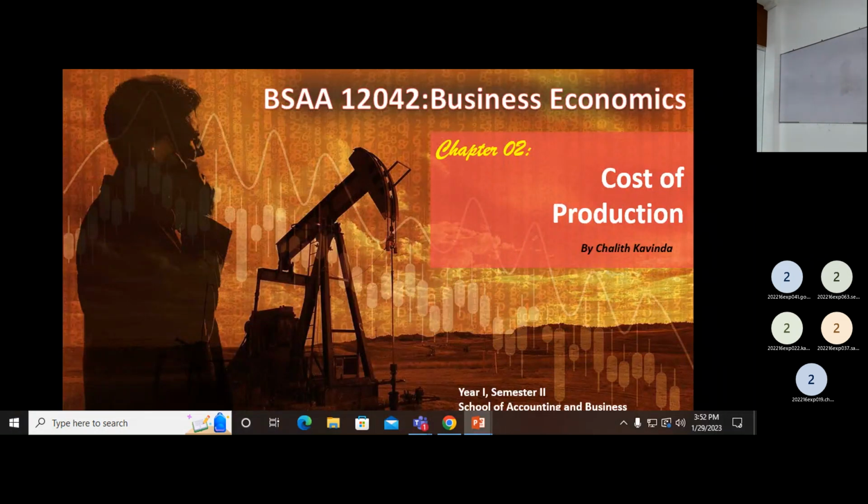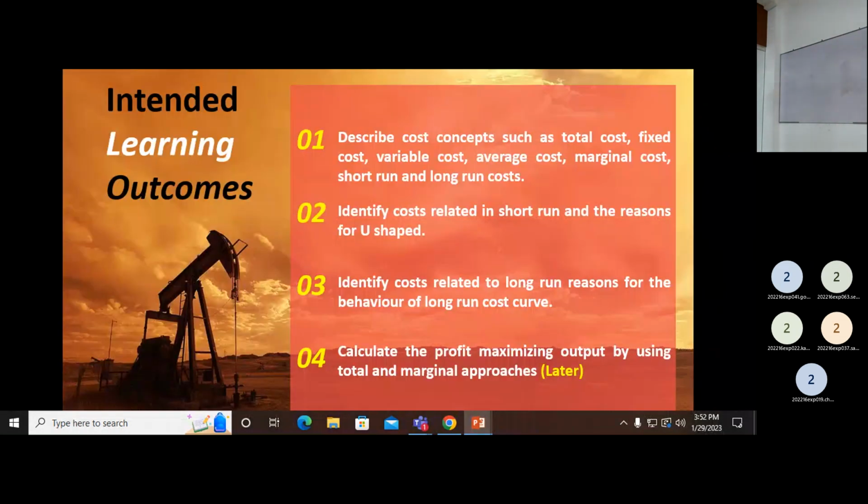The second lesson, that is cost of production. Very simple lesson, but there would be some difficulties as well. Together it's simple, right? So these are the learning outcomes of this lesson, meaning that once you complete this lesson, you should be able to describe cost concepts such as total cost, fixed cost, variable cost, average cost, marginal cost, short run and long run cost. Very simple things, right?